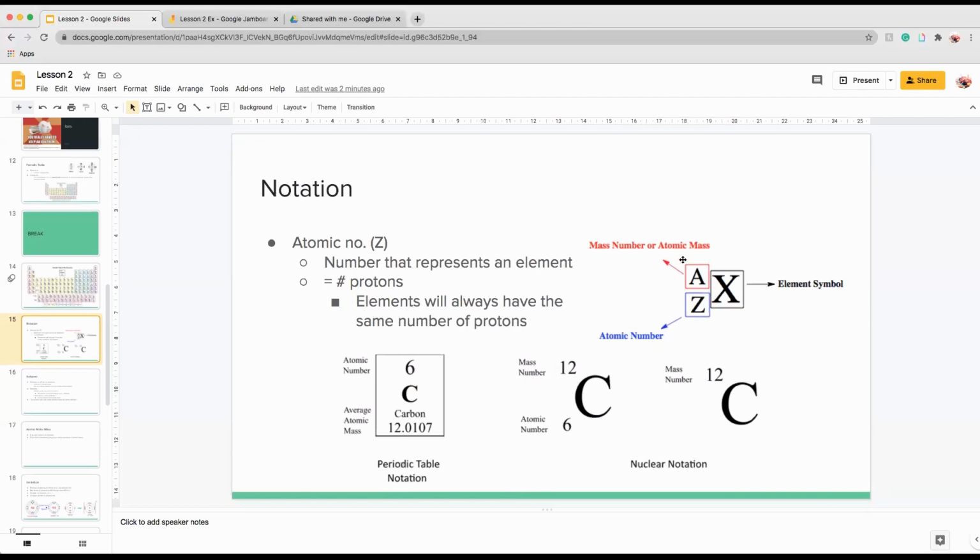So top left, you write the atomic mass number of that element. Bottom left, the atomic number, if you remember, is represented by Z, so the number of protons in that element. And then you write, in one giant letter, the symbol of the element itself. In this case, we have the nuclear notation of carbon, where it has a mass number of 12, an atomic number of 6, and the symbol for it is a giant C.